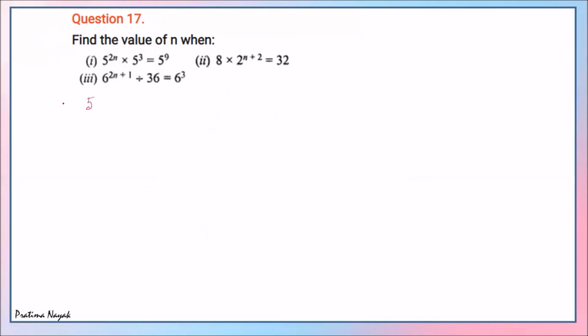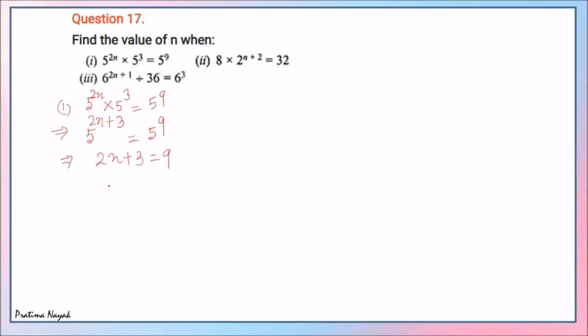First, I'm writing part 1. 5 to the power 2n into 5 to the power 3 is equal to 5 to the power 9. In the left hand side, combine this 5. That means they are multiplied, so the powers will be added. So it will be 5 to the power 9. Now you can observe that both have the same base 5. So I'll make the exponents equal because they are both equal. So 2n plus 3 is equal to 9.